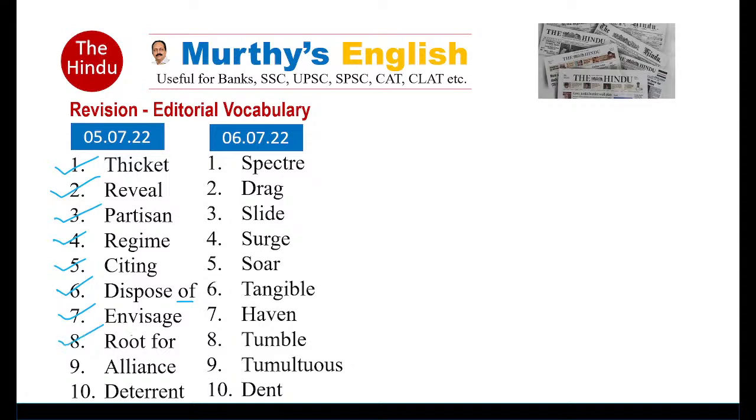Root for someone or root for something: support, very good. Alliance: support, enough, you know the meaning. Union or association, yes. Deterrent, it acts as a deterrent, means what? Discourage, yes. Something that discourages you from doing something. Very good, all the 10 you could recollect.